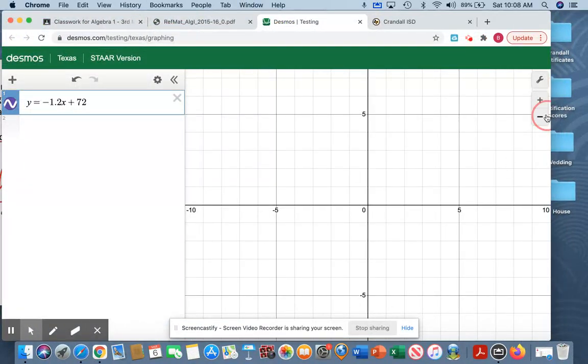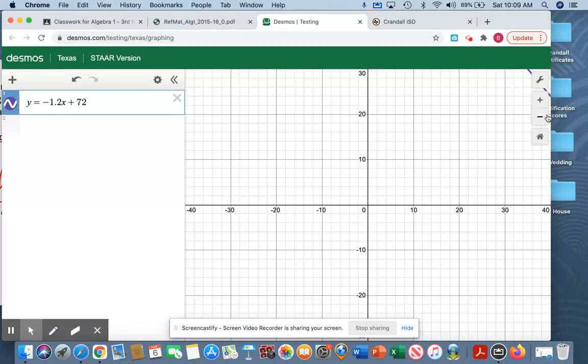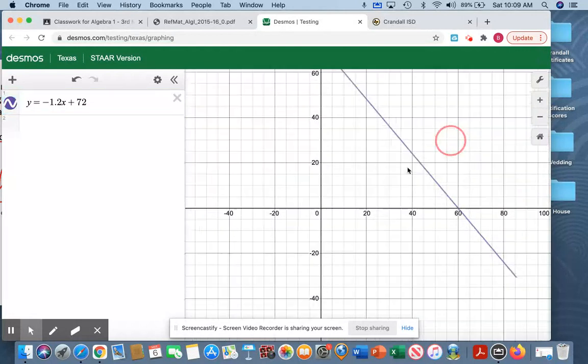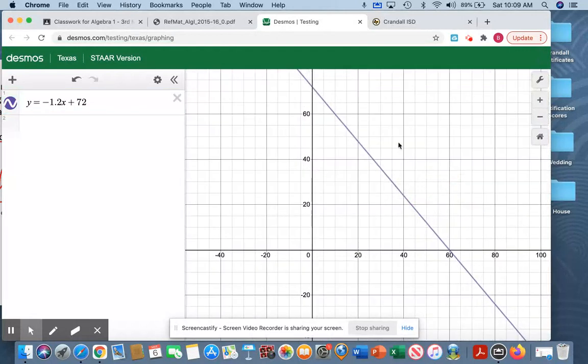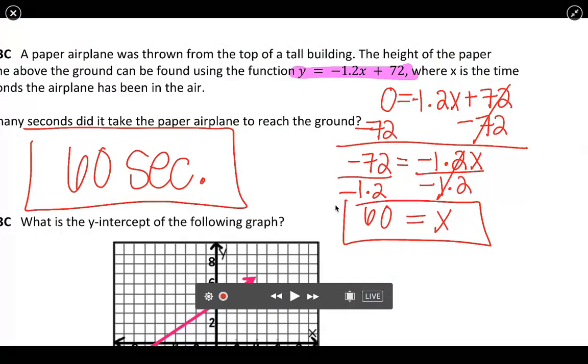So obviously I can't see, so let's zoom out. Here it is. And if you look, if we pretend this is the top of the tall building up here and it's thrown down, here's my ground. So my solution, my x-intercept, is 60. So that's the other way to know it was 60. It's just by graphing it.